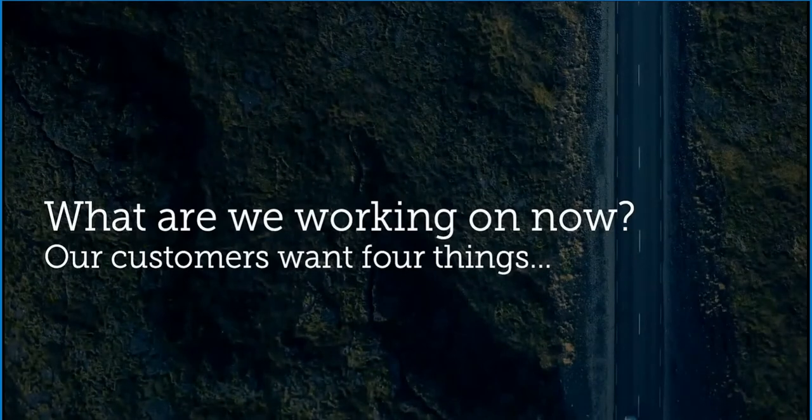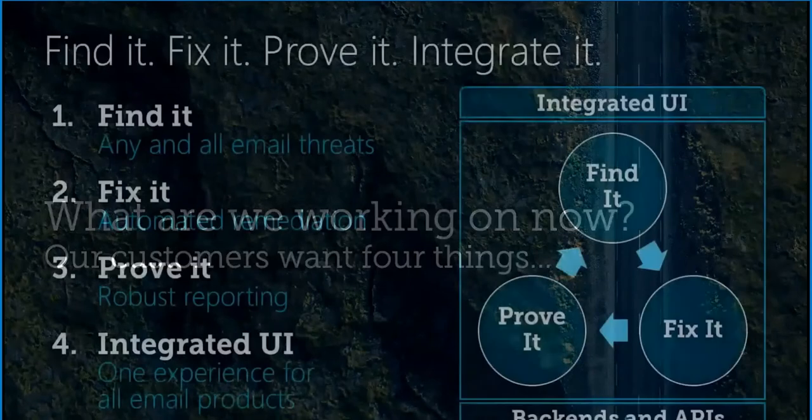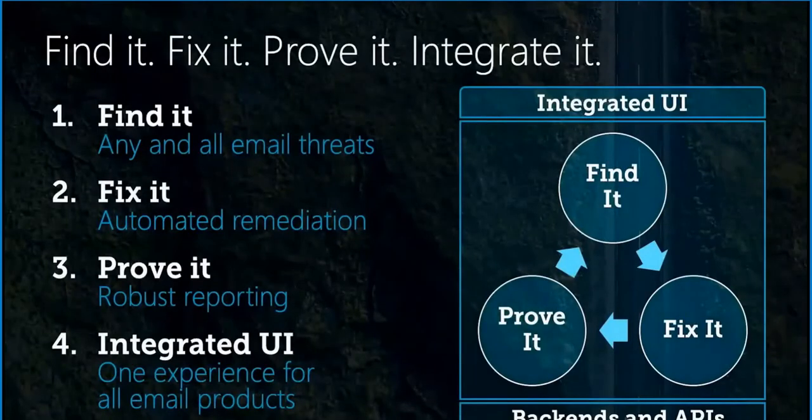Our customers are asking us to deliver 4 things. They're asking us to find it, fix it, prove it, and integrate it. Find it meaning our customers need us, Barracuda, to find any and all email threats that are affecting their organization. They need help in fixing those occasional emails that do get through in order to remediate it. They need to prove it with respect to robust dashboards and reporting that help them understand their security posture. And they want all of this in the form of an integrated product suite, a single user interface, a cohesive experience that makes it easy to consume and utilize all of the Barracuda email capabilities.